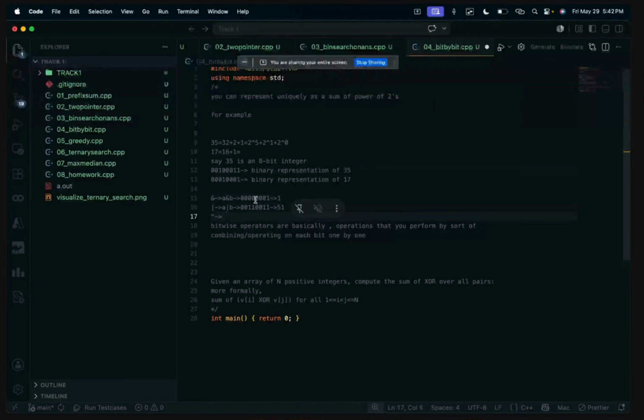Similarly, we have the XOR operation. The XOR operation, A XOR B, has a 1 if exactly one of these is 1.